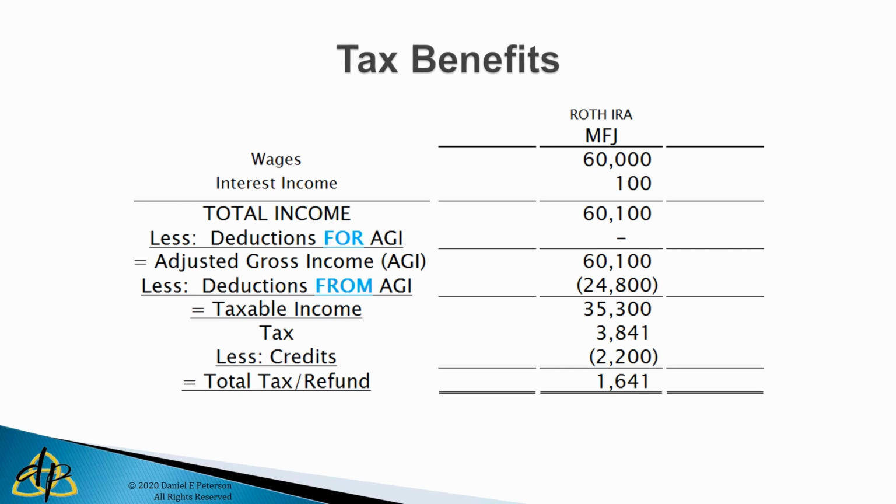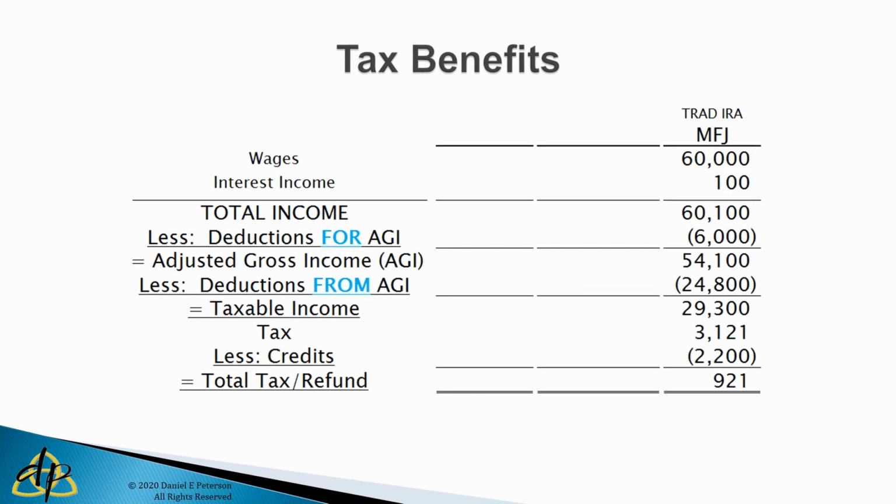When they make a Roth contribution, you'll see that the tax credits total $2,200 because their income is in a situation where they get a retirement savers credit of 10% of their retirement contribution up to the first $2,000 of contributions made. So they have actually increased their credits by $200 by making a Roth contribution, thus reducing their total tax by that $200 from $1,841 to $1,641.